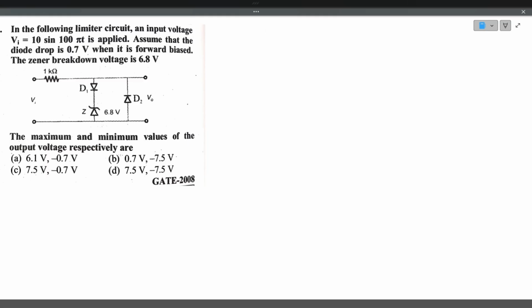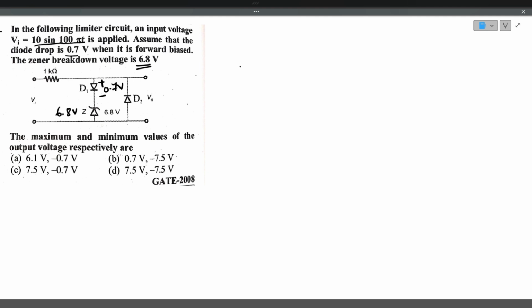Next question. In the following limiter circuit, an input voltage Vi equals 10 sin 100 pi t is applied. Assume that the diode drop is 0.7 volts. So he is telling that the diode drop is 0.7 volts here for diode D1 when it is forward biased. The Zener breakdown voltage is 6.8 volts. So he is giving the Zener voltage as 6.8 volts. What are the maximum and minimum values of output voltage?